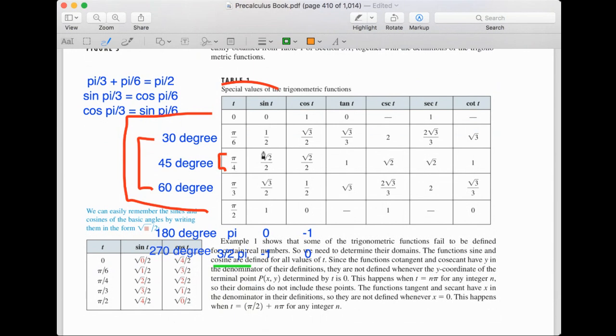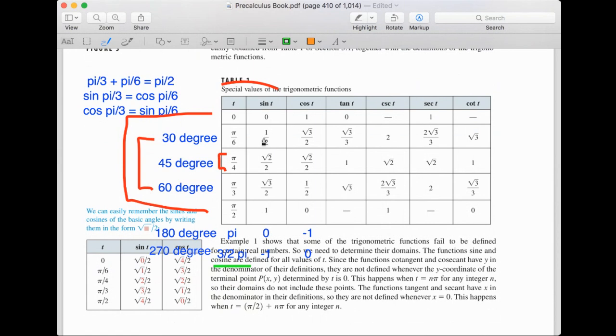Sine pi over 4 is square root 2 over 2. Sine pi over 3 is root 3 over 2. Sine pi over 2 is 1. Sine pi is 0. Sine 3 pi over 2 is negative 1. Okay, sine 2 pi goes back to 0. Sine 2 pi is the same as sine 0, which is 0.